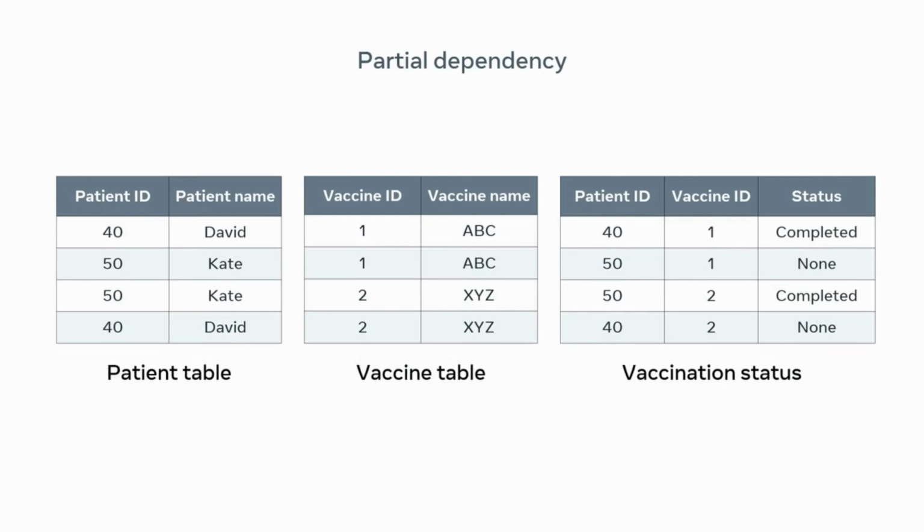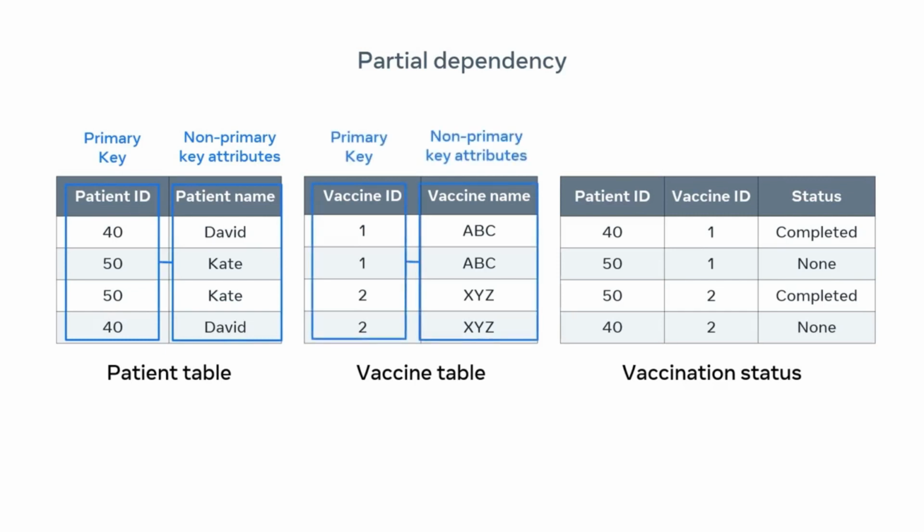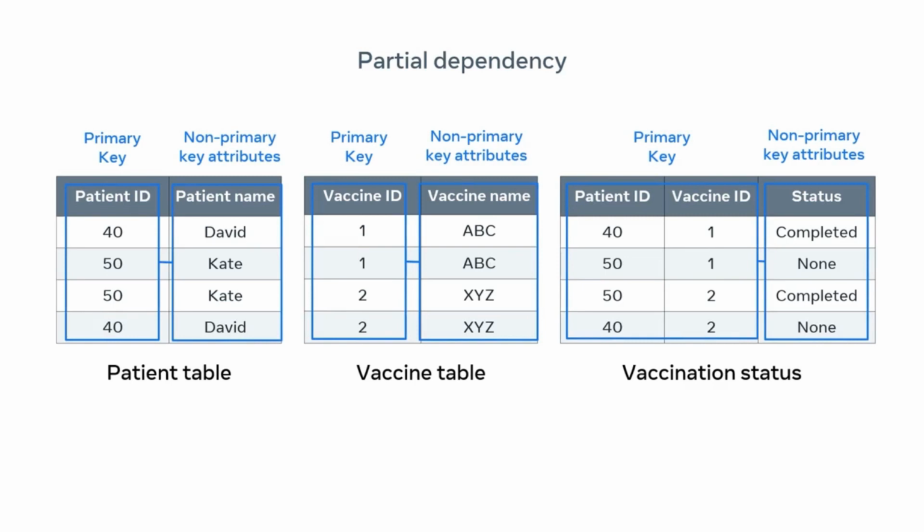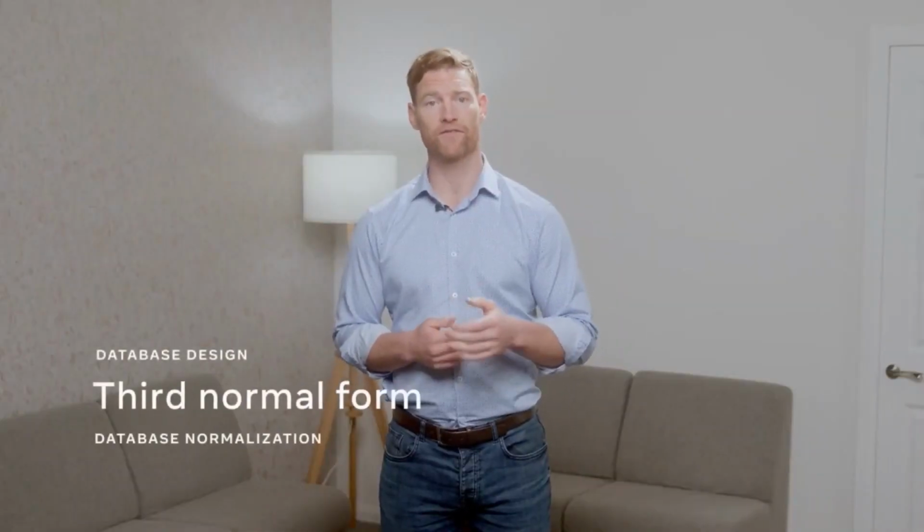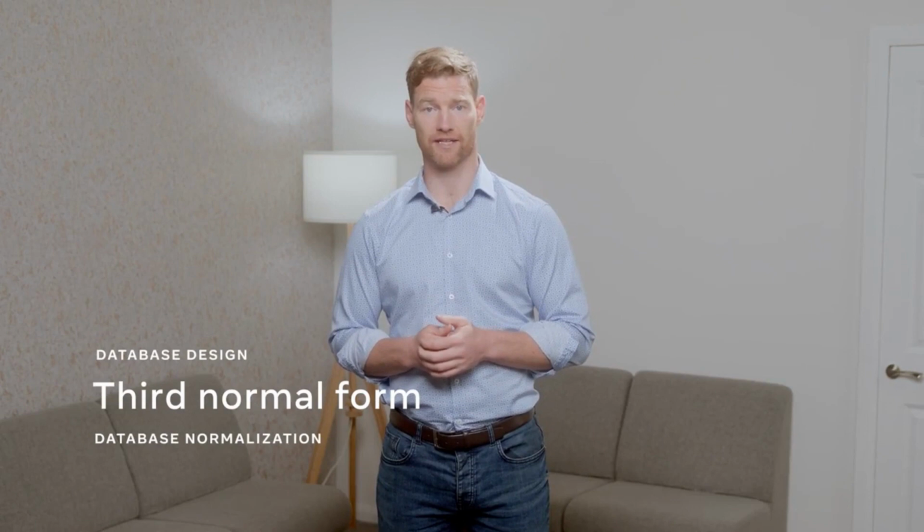Now in each of these new tables, all non-primary key attributes depend only on the primary key value. I've eliminated all unnecessary replication of the vaccine and patient names within the vaccination table. The three tables are now in the second normal form, or 2NF. You should now be familiar with the 2NF rule and how to upgrade a table to 2NF. Good work.